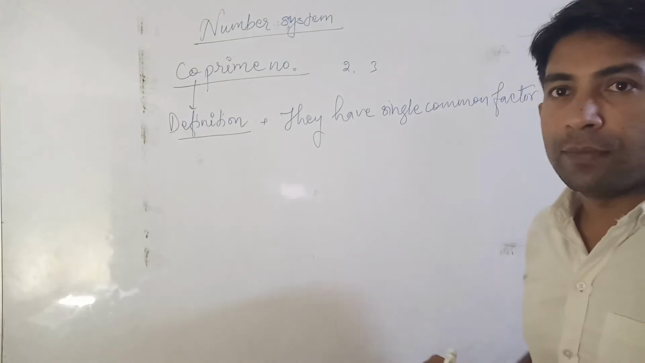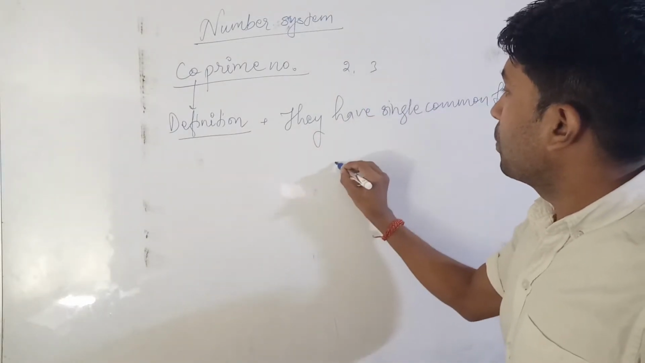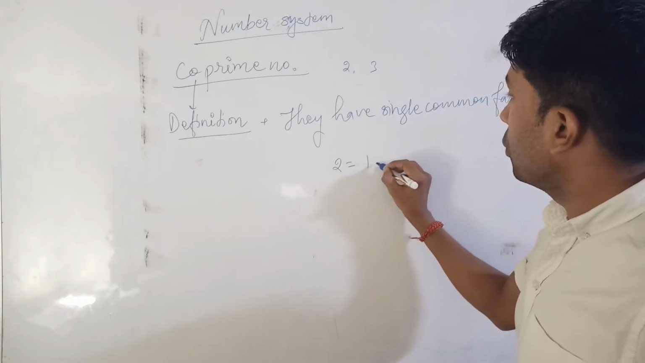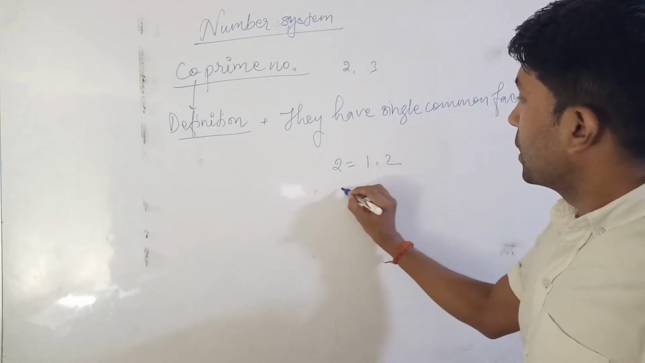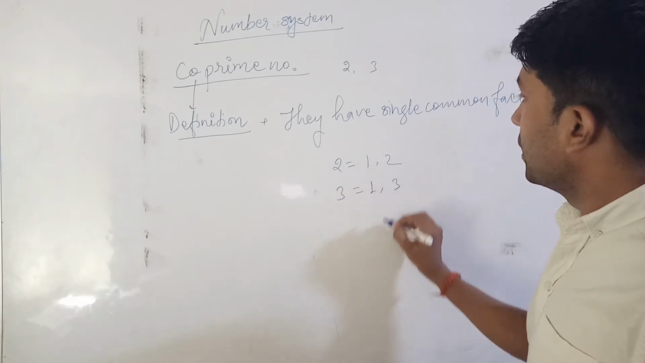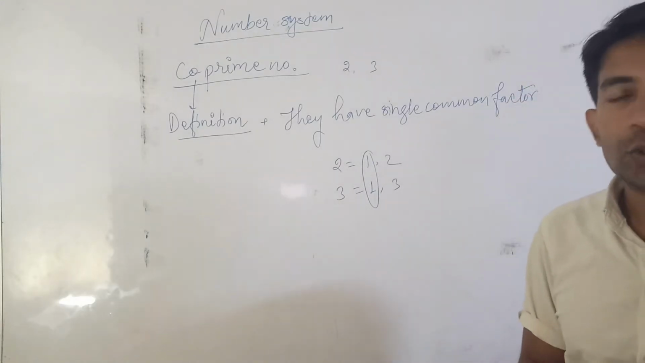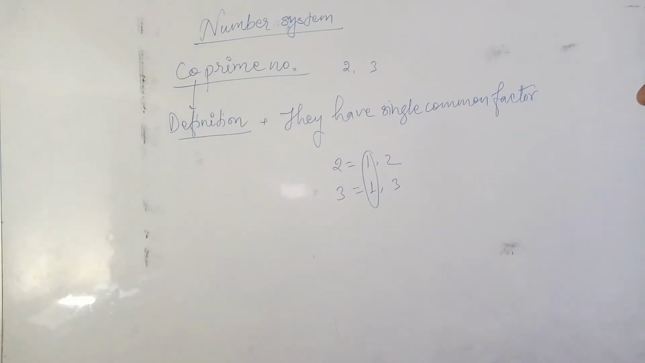Through an example, I will teach you. Suppose I have taken the example of 2 and 3 and try to factorize 2. The factors of 2 would be 1 and 2. Talking about 3, what are the factors of 3? 1 and 3. It means they have a common factor, and that is 1. That's why they are known as coprime numbers.